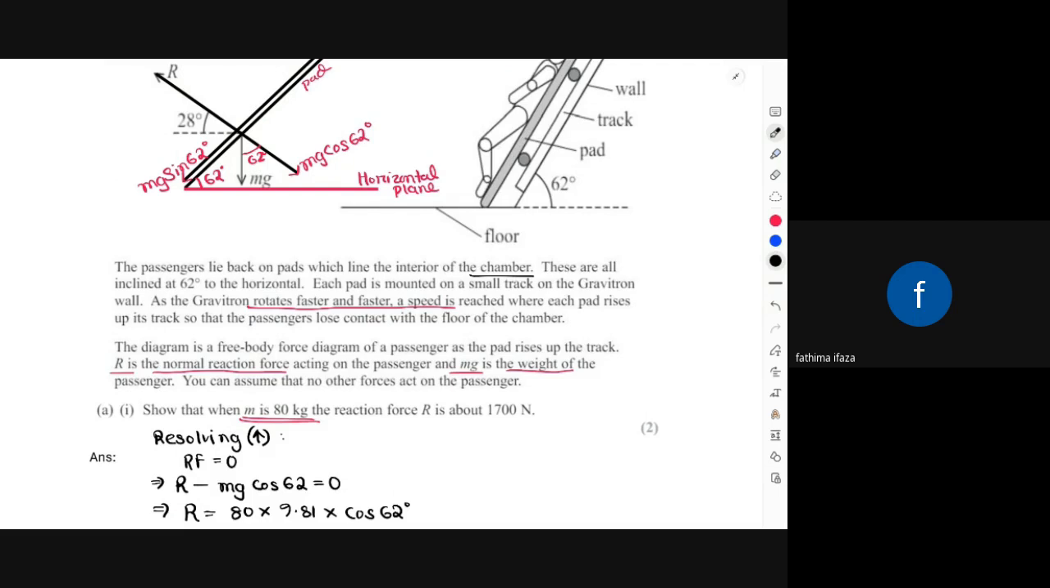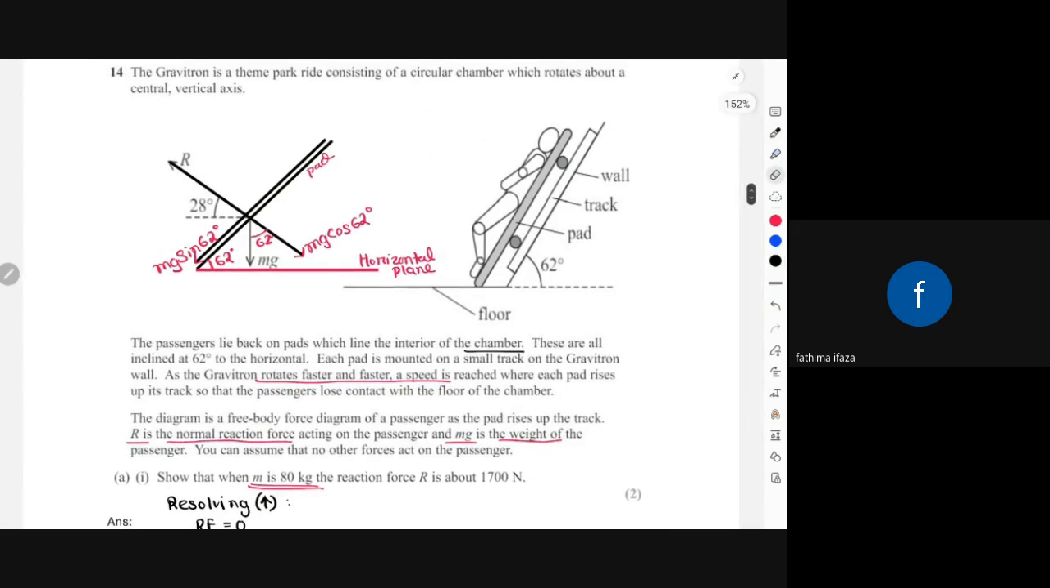The reaction force was acting. I think the force distribution was not correctly drawn over here, because they were saying that the reaction force was supposed to be almost 1700, but I am getting 80 multiplied with 9.81 and cos 62 degrees. I'm getting approximately 400. So let's just do another distribution. One minute.